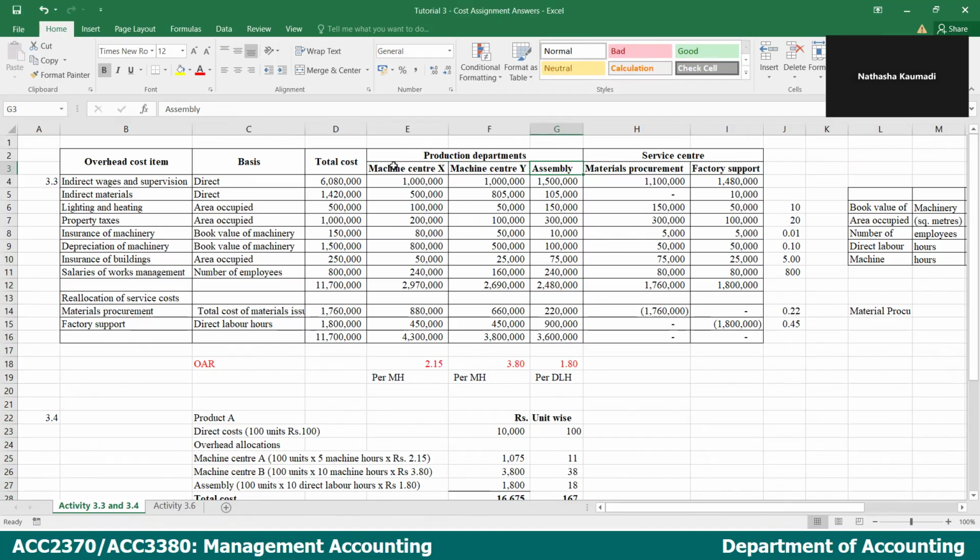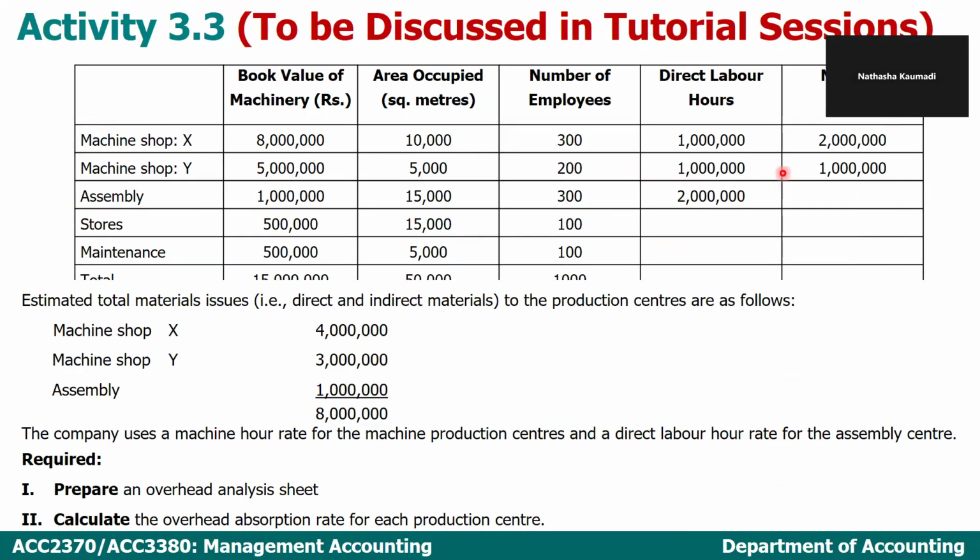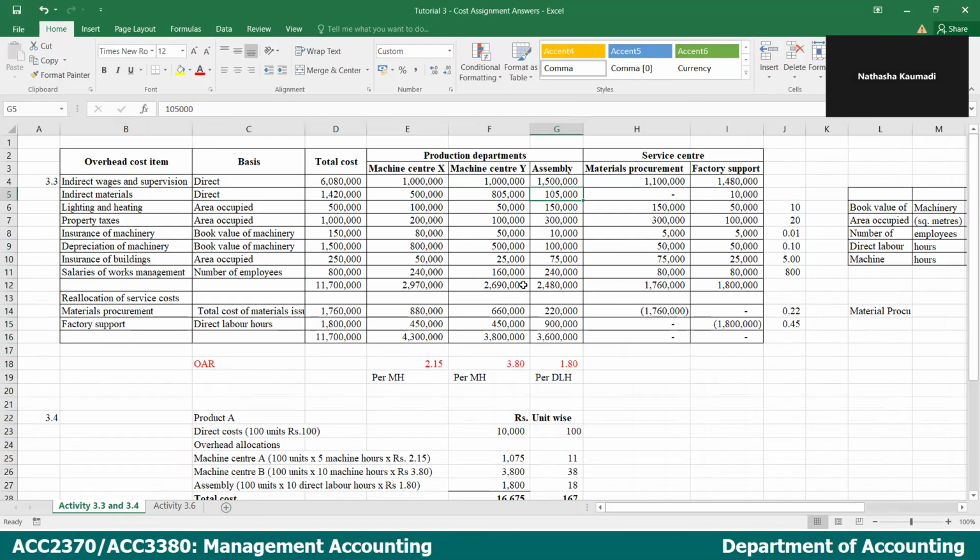Assembly, what is the allocation base? Labor hours, direct labor hours. So using the given data in the table, for machine centers X and Y, how many machine hours are there? And for the assembly center, how many direct labor hours are there? 2 million. Using these figures, you can calculate the overhead absorption rate.